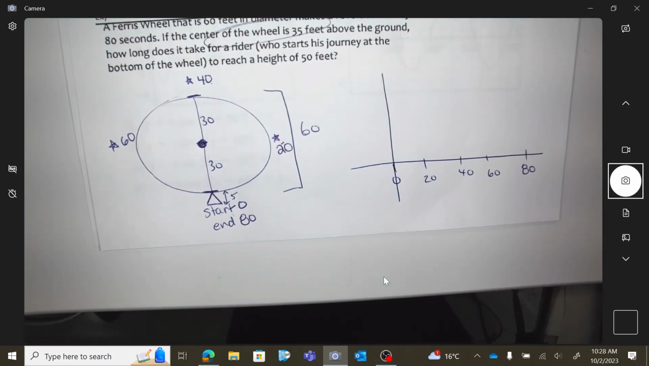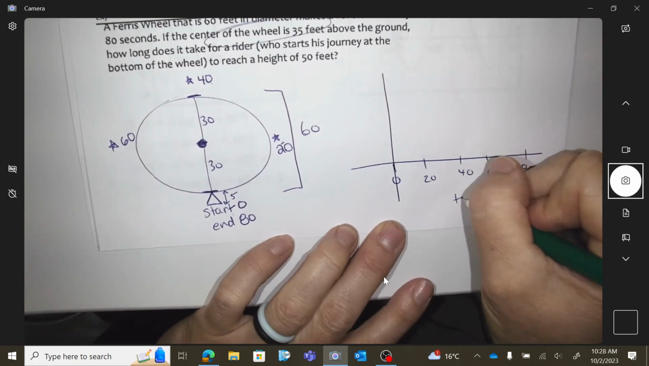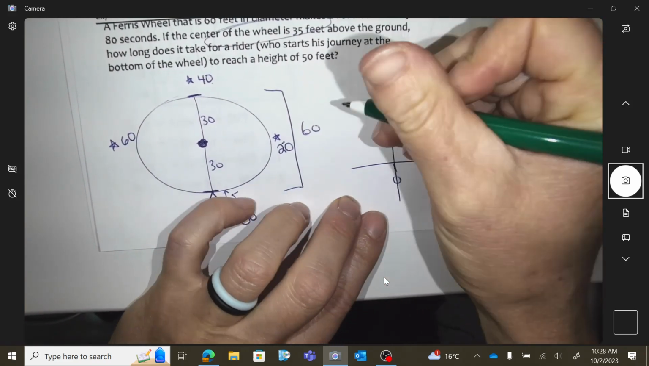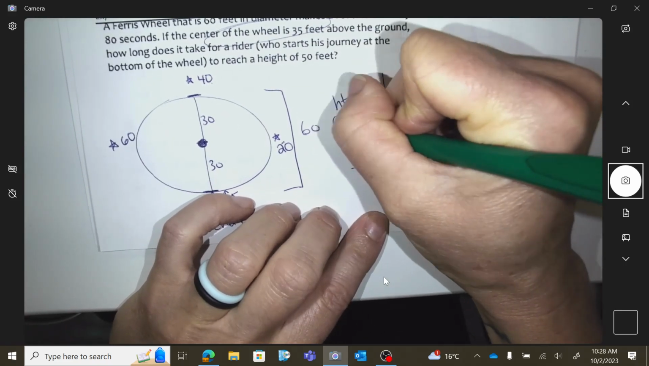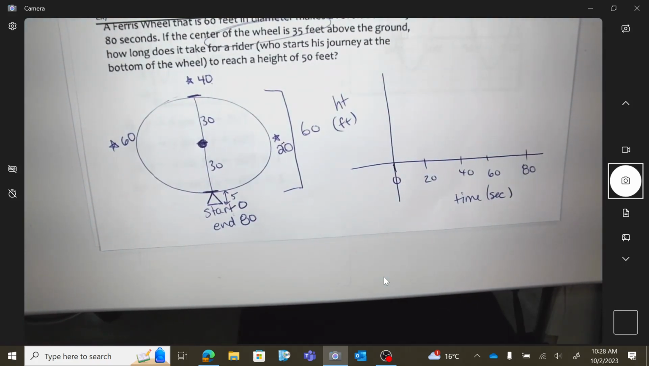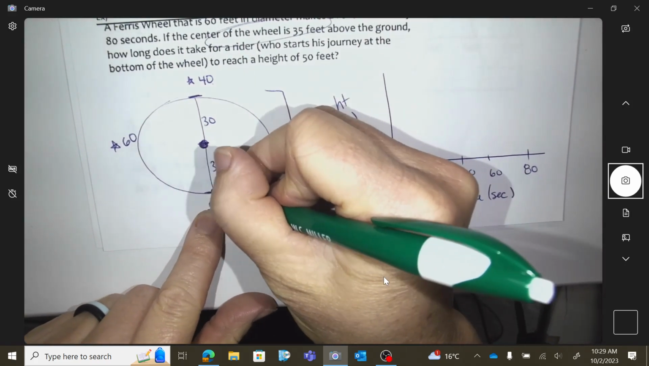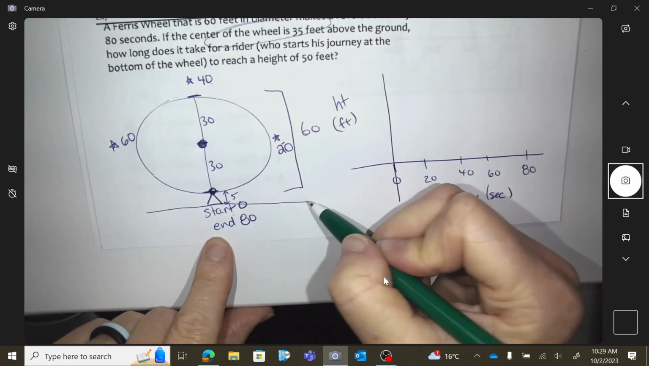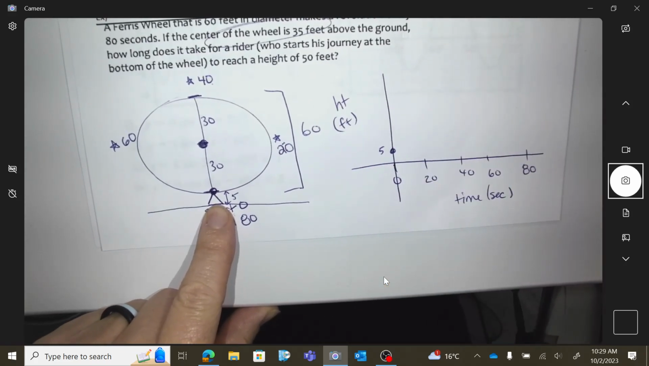Okay, so here is what a graph would look like. 20, 40, 60, 80, time in seconds. Height in feet. Okay, ready? You get onto this Ferris wheel. How much space are you off the ground when you're getting onto it? Right here is when you're getting on. So you're actually 5 feet off the ground right now.